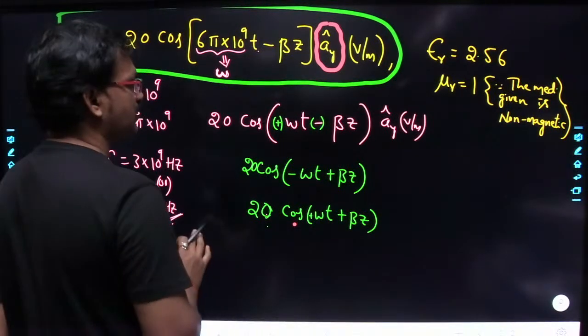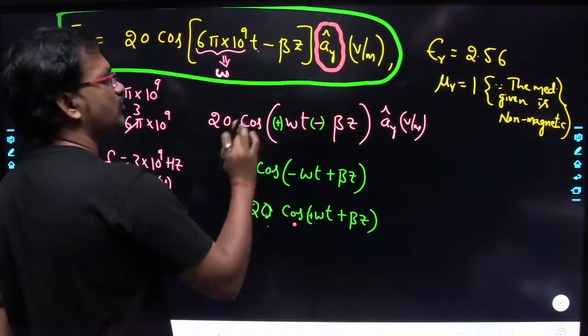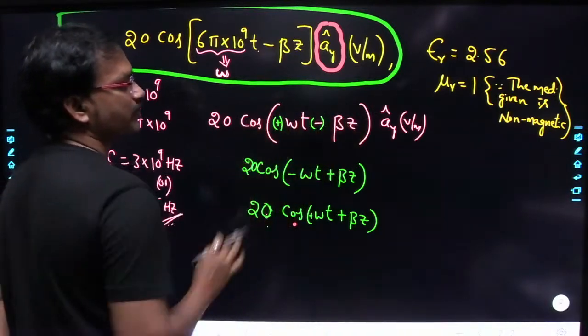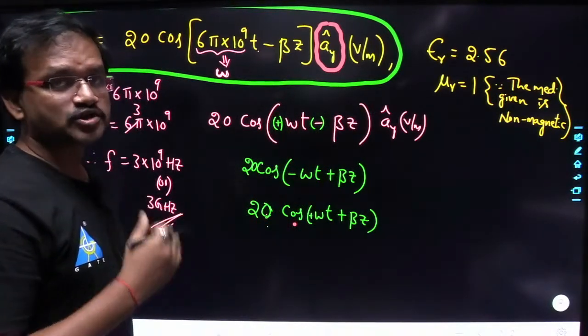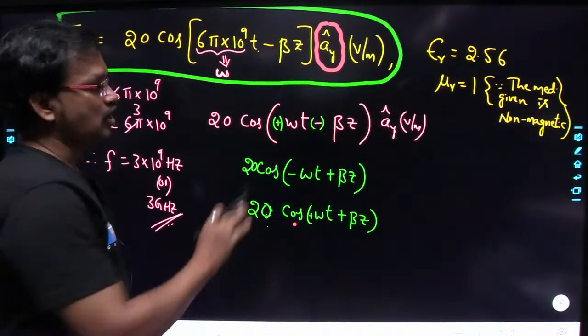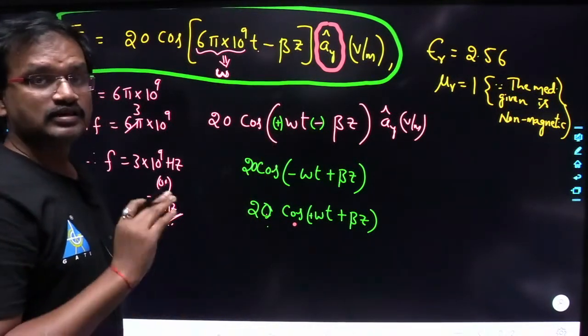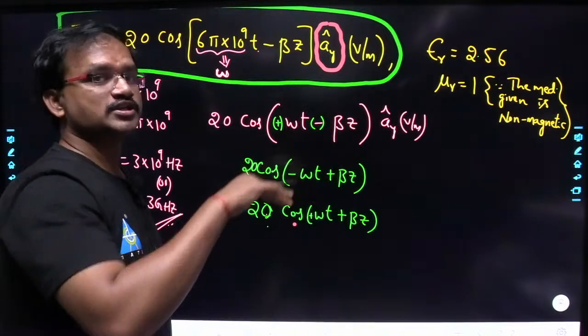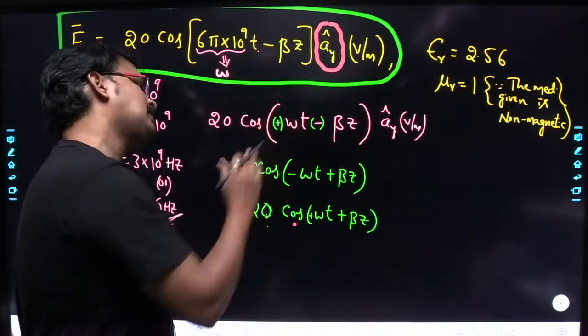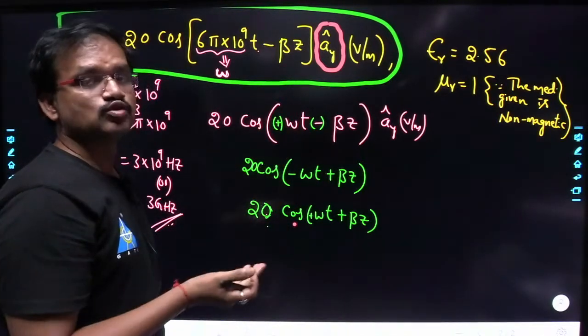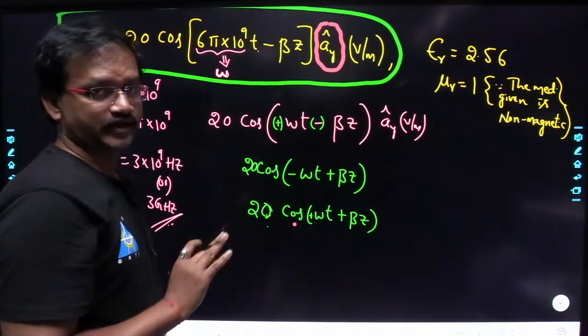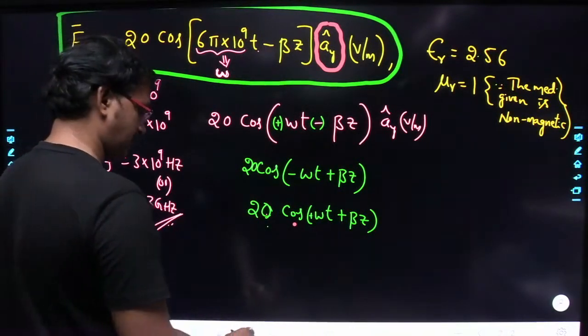So one thing remember, depending upon the polarity before omega t and the polarity before beta z, we can judge the direction of wave propagation. Understood? So if they are having opposite polarity, the wave is going to propagate in the positive direction. If both are having the same polarity, then the wave is going to propagate in negative direction. So that's what you have to keep in mind, right?